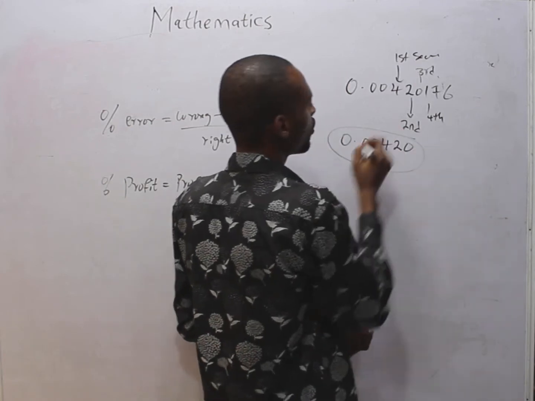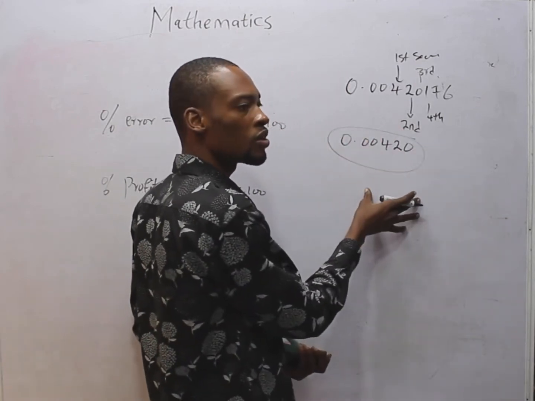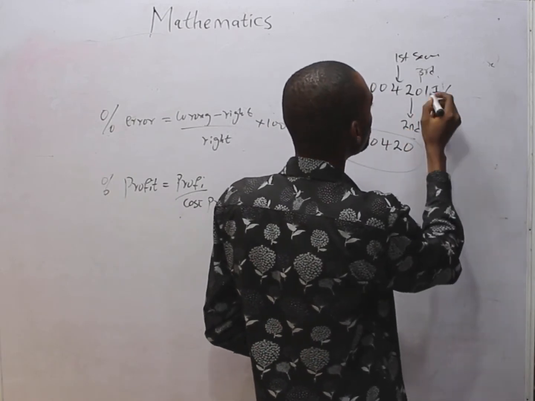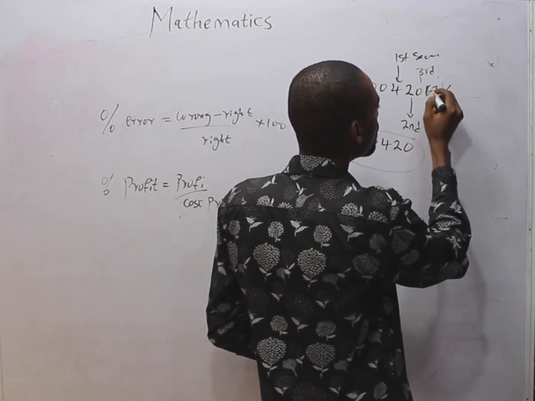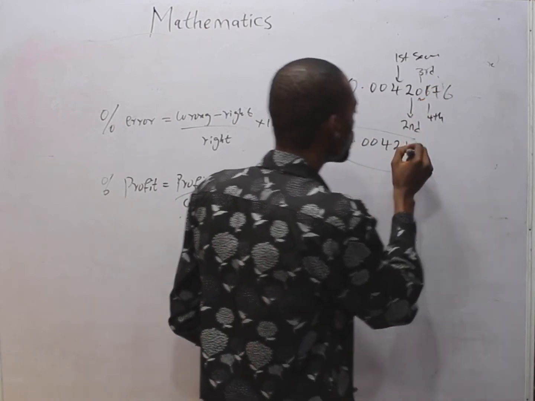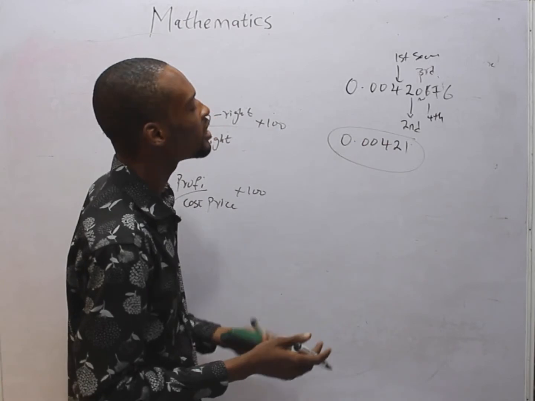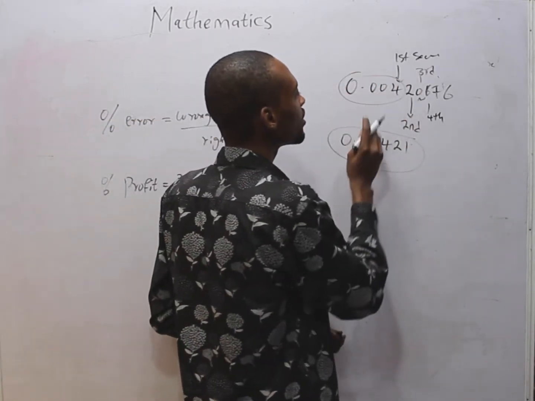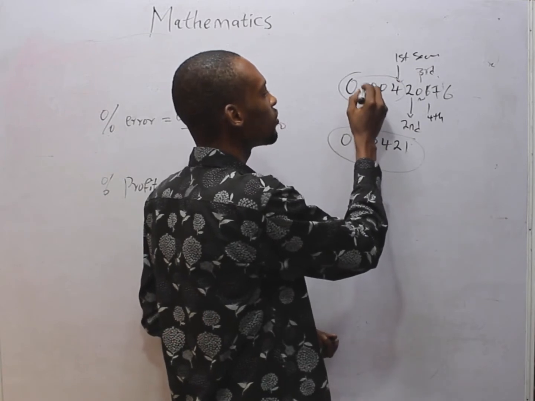0.00420. 3 significant figures. We don't need to approximate because this is not up to 5. If this were 6 or 5, we take 1 here and put here. This becomes 421. While to 3 decimal places, this is simply like this. 3 numbers after the decimal point.